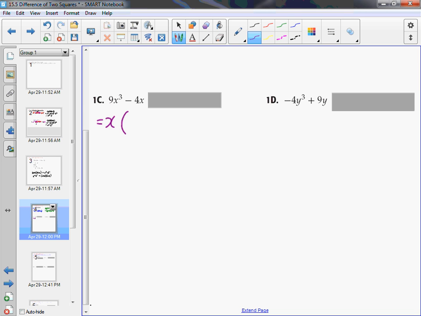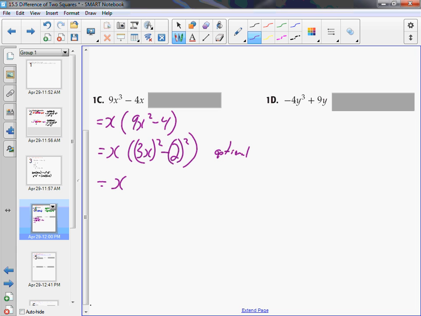Well, what's 9x cubed divided by x? 9x squared. What's negative 4x divided by x? Is what's left in the parentheses a difference of two squares? Yeah, it is. It's 3x squared minus 2 squared, isn't it? Now, writing that step right there, that's optional. It may help early on, and then you may want to abandon it after a while.